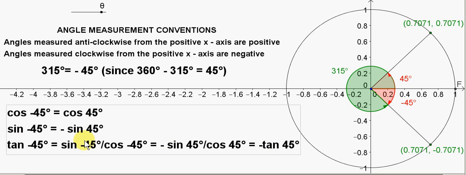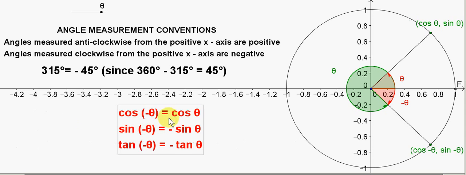So let's write down the general statements. So here are the general statements. The cos of minus theta is the same as the cos of theta. So the x values of these 2 points are the same, as you can see. However, the y values of these 2 points have opposite sign. So sine of minus theta is the negative of the y value of this point. It's the negative of sine of theta. Finally, by the definition of tan, we can show that tan of minus theta equals minus tan theta. We just divide sine minus theta by cos minus theta, and we get this result.